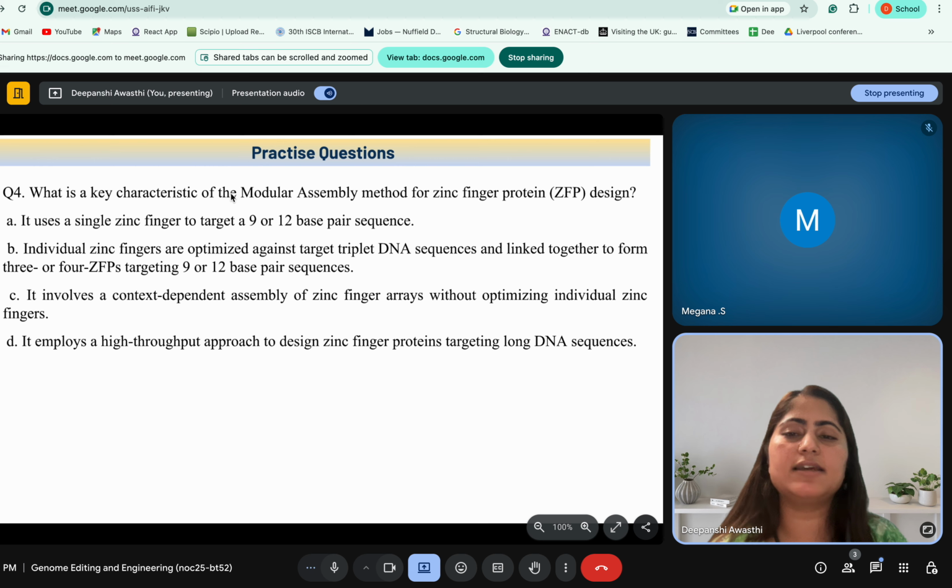Okay, next question is what is a key characteristic of the modular assembly method for zinc finger protein design? Option A, it uses a single zinc finger to target a 9 or 12 base pair sequence. Option B, individual zinc fingers are optimized against target triplet DNA sequences and linked together to form 3 or 4 zinc finger proteins targeting 9 or 12 base pair sequences. Option C, it involves a context-dependent assembly of zinc finger arrays without optimizing individual zinc fingers. Option D, it employs a high throughput approach to design zinc finger proteins targeting long DNA sequences.